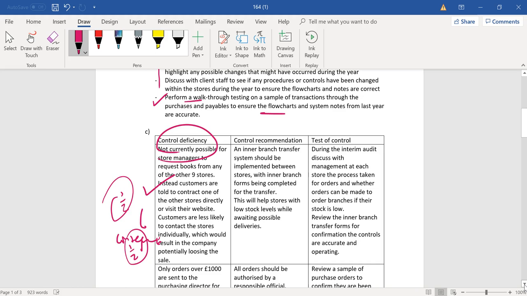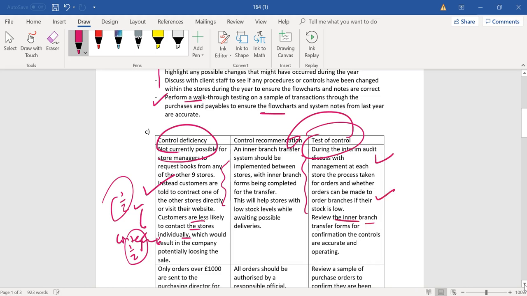Here we are, that's the deficiency. And here, customers are less likely to contact the stores individually. So that's the template for your working there, right? Okay, great. Then make your recommendation. And whatever your recommendation is, your test of control is on your recommendation. So you can see how neatly aligned these are.